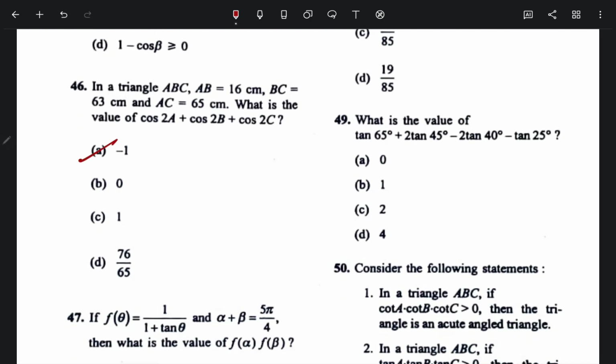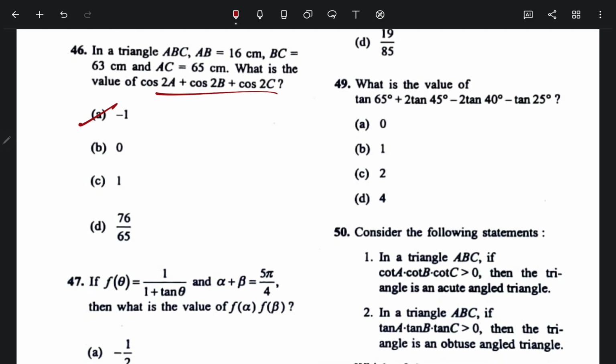It's just properties of triangles, and for cos 2a, cos 2b, cos 2c, you expand that, and finally you'll get the answer. A very nice problem. So this is just a right angle triangle. 16, 63, 65 are right angle triangles, and if you apply the properties of right angle triangles to this, the answer will be very obvious. So 46a.